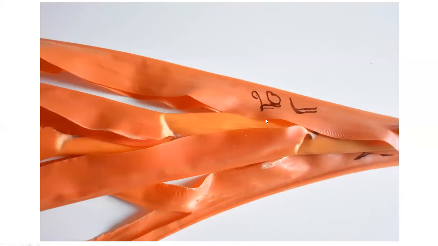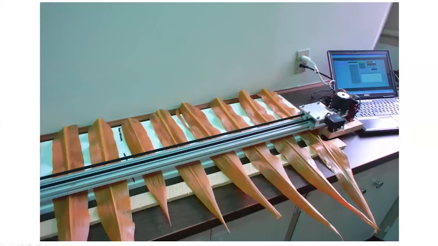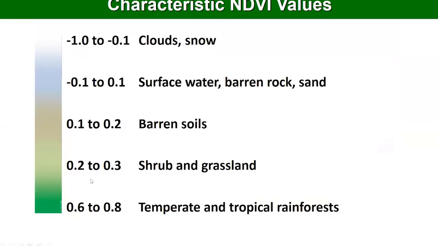So this is a corn leaf taken by near infrared. I just wanted to show you, this is a real green leaf, but when you take an image with near infrared, it looks like that. This is also a picture taken by a near infrared camera.